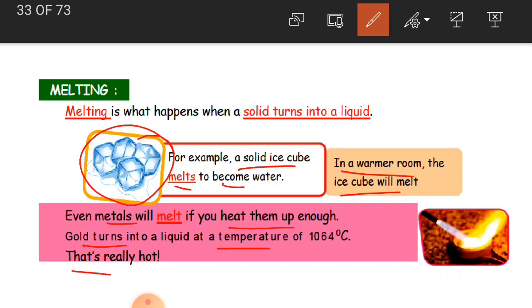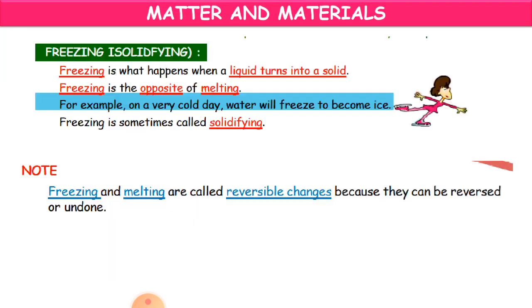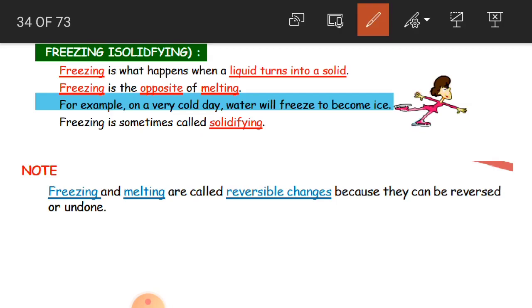So what did we learn by this? Even metals, if they are exposed to much heat, are going to melt. Clear? Yes. The other process is freezing. You can also call it solidifying, children. Freezing is what happens when a liquid turns into a solid.